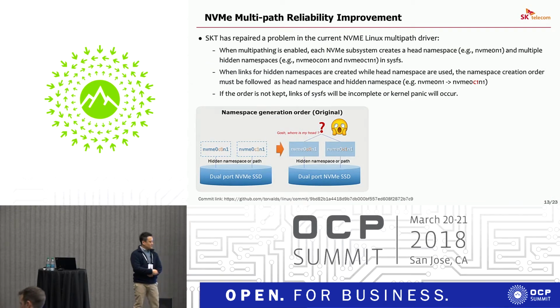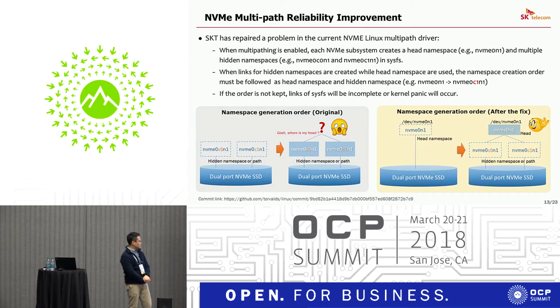And this is the kind of experience we've contributed to the mainstream. We have repaired the multipath driver as well. When multipath is enabled, the order between the head namespace and the hidden namespace was reversed. With the original driver, although the head namespace was not in place, the hidden namespace was created. That caused some kernel panics and incomplete actions. So we changed the order to have the head namespace created first and the hidden namespace created later. By changing the order, we addressed those kernel panic issues. This is our experience contributing to the industry, and this is the commit link we've done. You can refer to this.